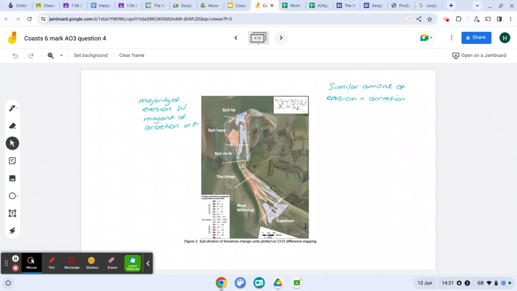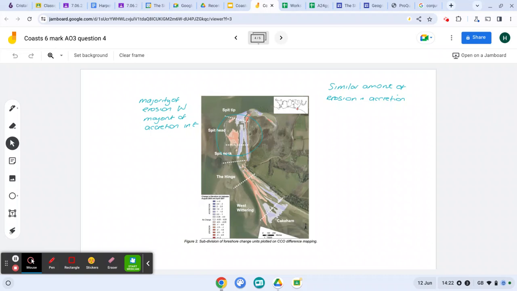Erosion on the western side of spit head is up to around minus 1 metre, so the land is decreasing by about a metre. In the eastern side, we've got accretion, and it is increasing by, I'd say, around 1 to 1.5 metres. So we've got a difference of around 2 metres of the land changing height between the erosion and the accretion around spit head.